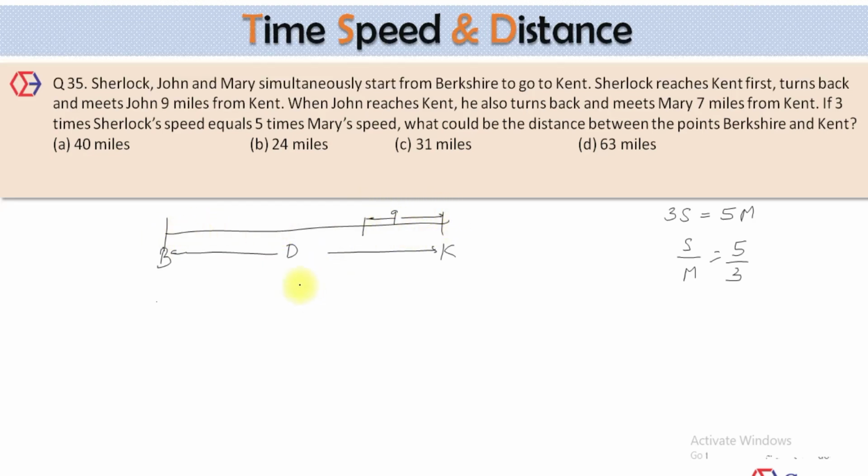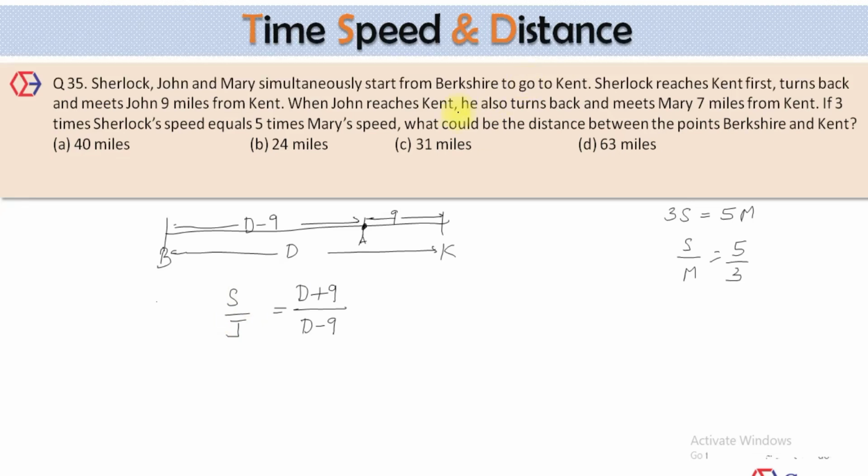he'll cover 9 more. By the time Sherlock covers d plus 9, John will cover only this d minus 9, because first time they'll meet at this point. This is point A. So by the time John covers d minus 9, Sherlock will cover this complete d and 9. So the ratio of the distances traveled will become (d plus 9) by (d minus 9). This is the ratio of the speeds of Sherlock and John.